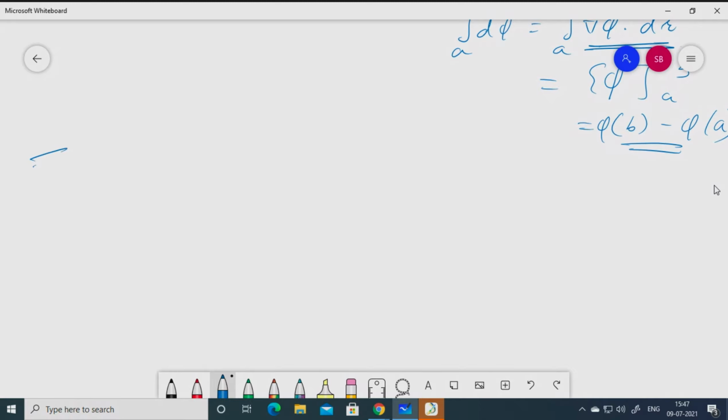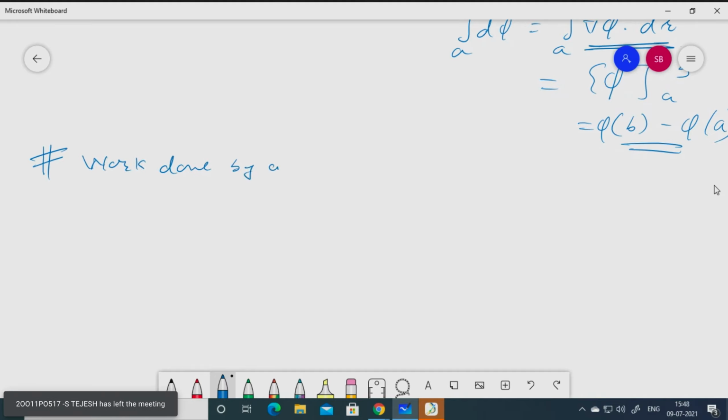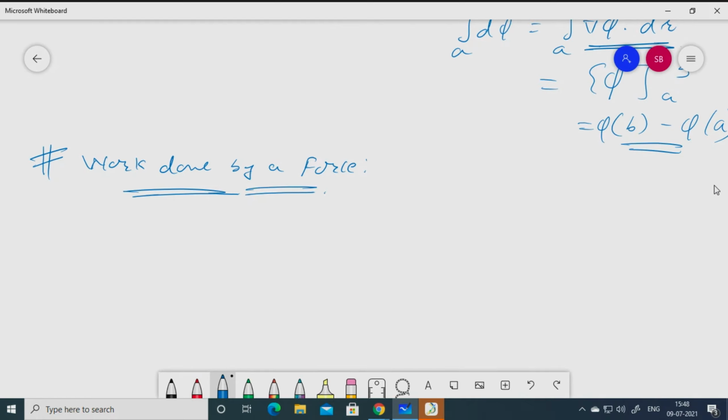So the first one: if f bar is a force vector, then the line integral is nothing but the total work done by f bar during the displacement from point A to point B. That is one application of the line integral: work done by a force. Most of the problems will be related to this one.